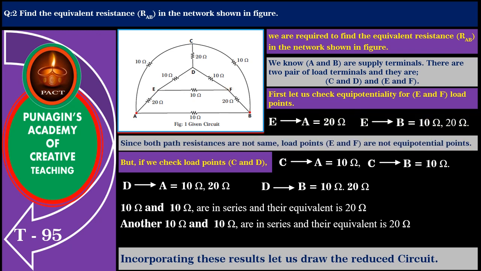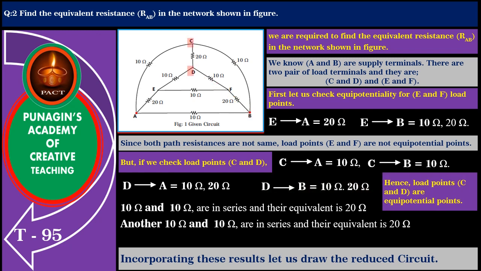Please note this. But if we check the load points C and D, we find that path resistance from C to A is 10 ohm and from C to B also is 10 ohm. Similarly, path resistance from D to A is 10, 20 ohm and from D to B also is 10, 20 ohm. Hence, load points C and D are equipotential points. So, let us open C and D as shown in figure.